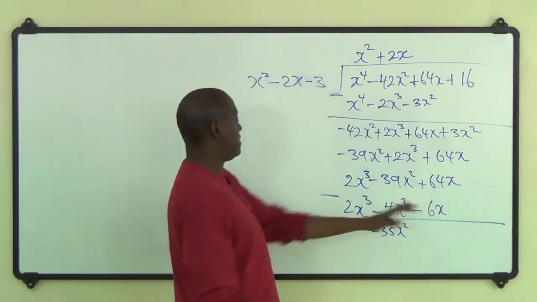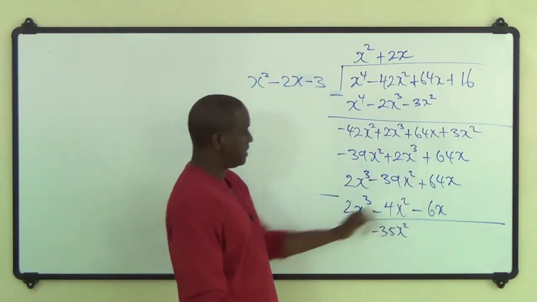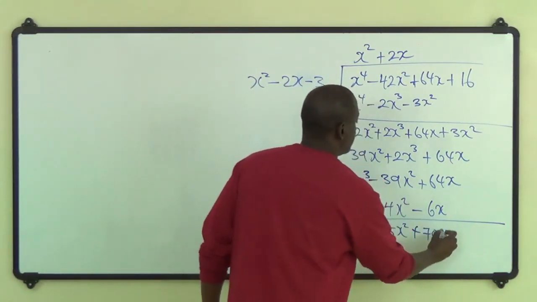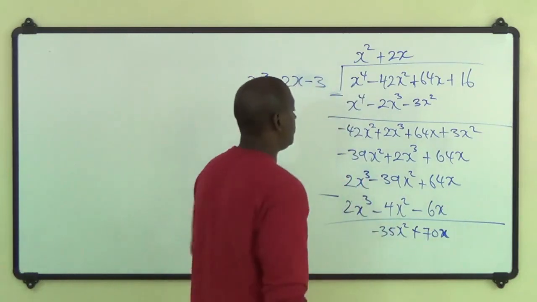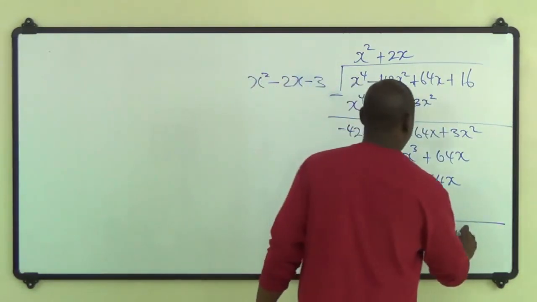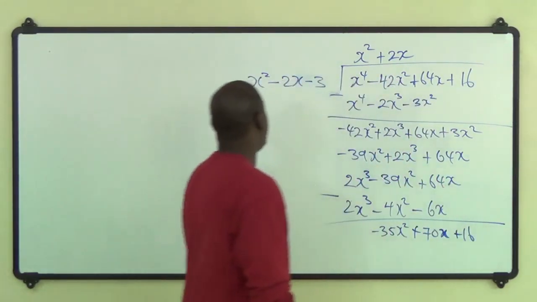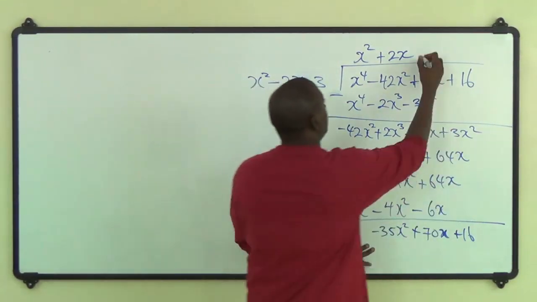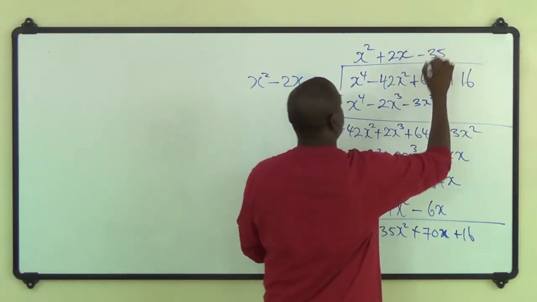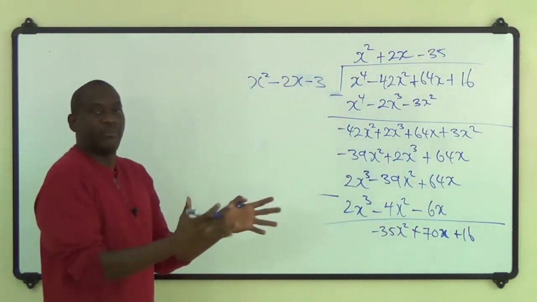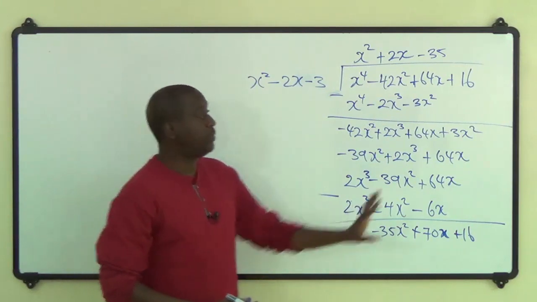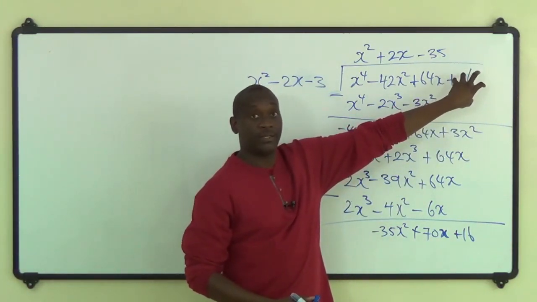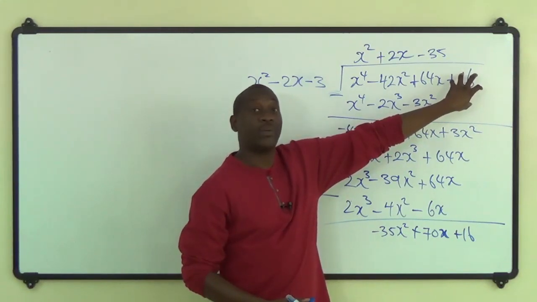64x minus minus 6. 64 minus minus 6 is 64 plus 6, which is plus 70x. Alright? And then of course you bring down the 16 from on top there. So we divide in again. X squared into minus 35x squared is minus 35. So you're seeing it looks familiar because we went through this already. The only difference is that we would have tinkered with the last term here to engineer a situation where we actually have a remainder.